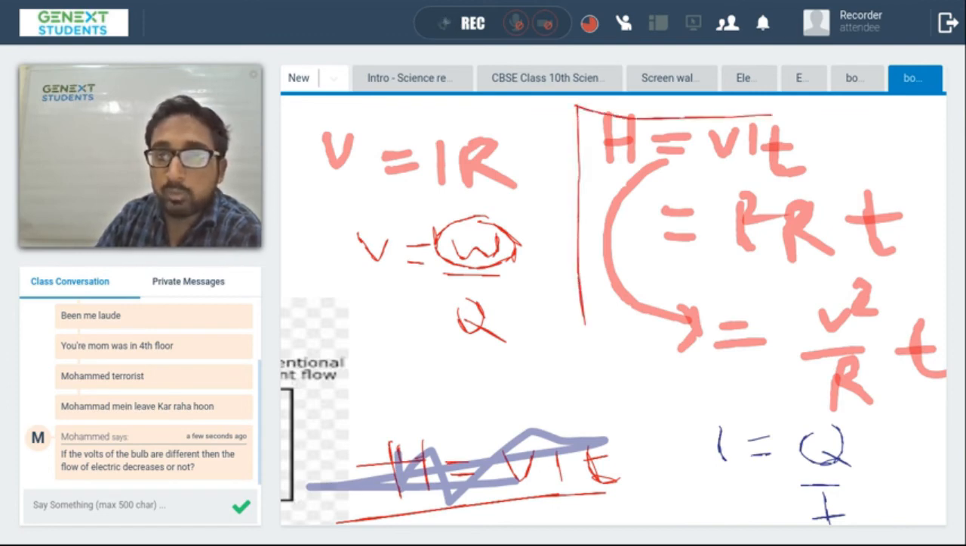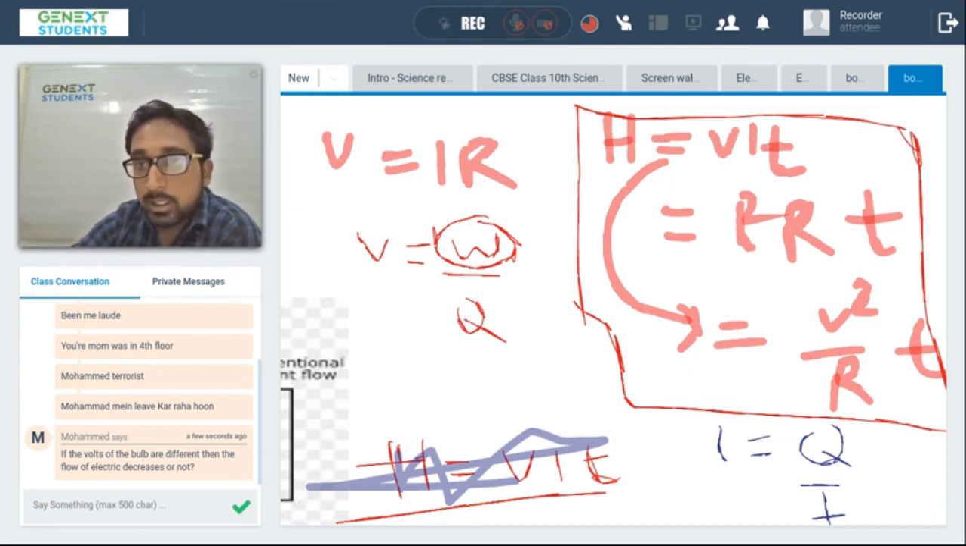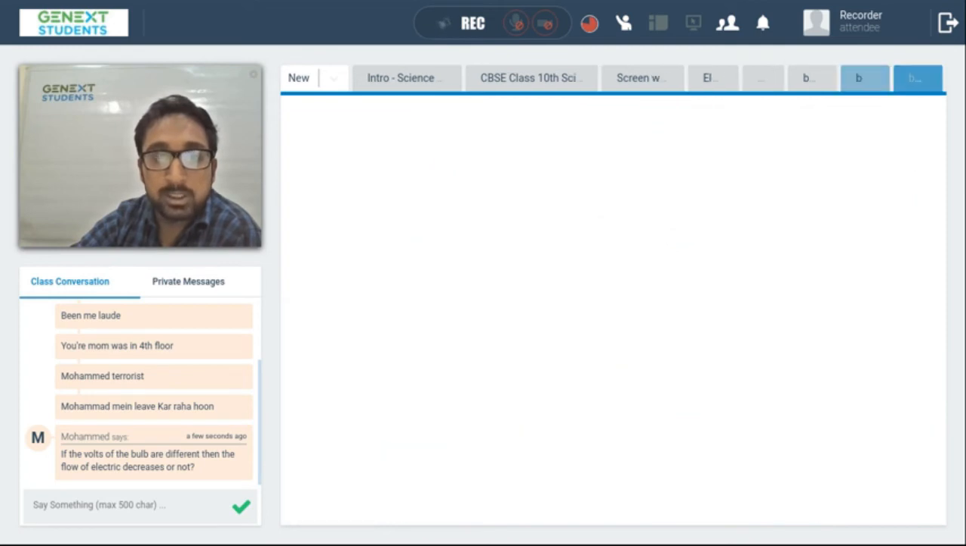You can also note it down if you want. These are the three different formulas for heat. All right, so we'll come to a new page and we will see what is power.